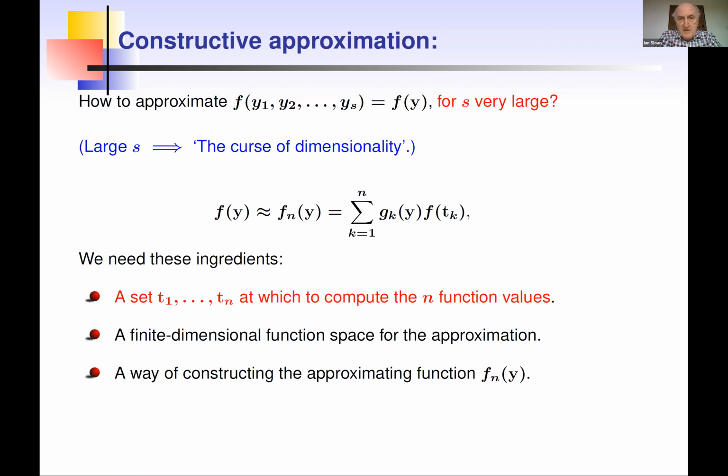So you need, first of all, a set of points at which to compute the n function values. And in this talk, they're going to be lattice points, but you need also, more than that, a finite dimensional function space for the approximation and a setting in which to set your exact functions. And you need an algorithm for constructing the approximating function fn.